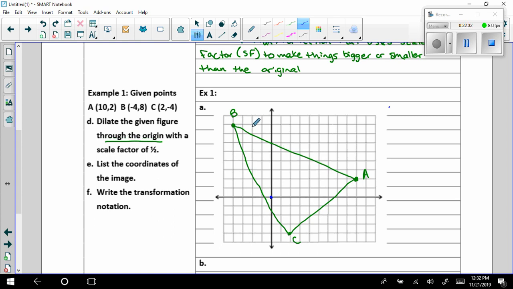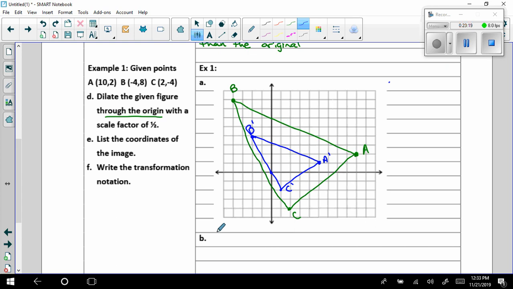So we're going to go to -2, 4. And that'll be B prime. A will go to 5, 1. And C will go to 1, -2. And so we now have a shape that is half of the other one. So they're similar figures, and we've now dilated it by half.